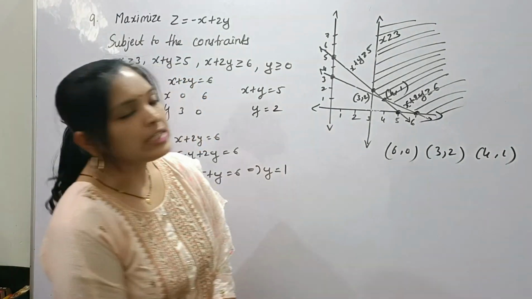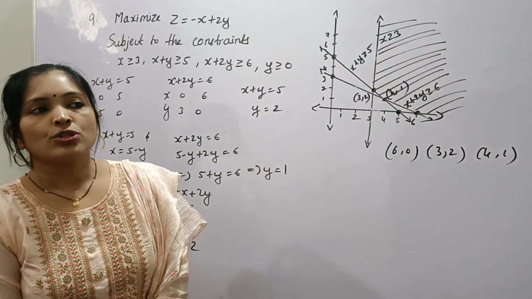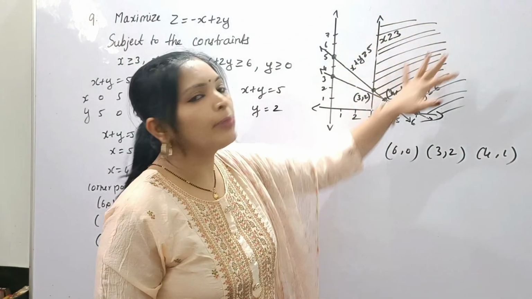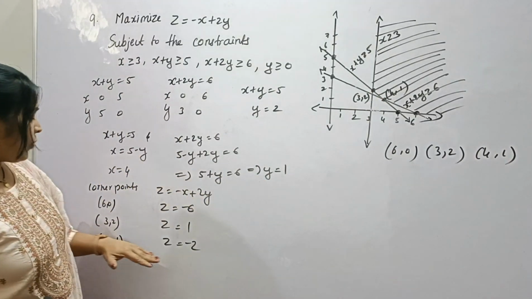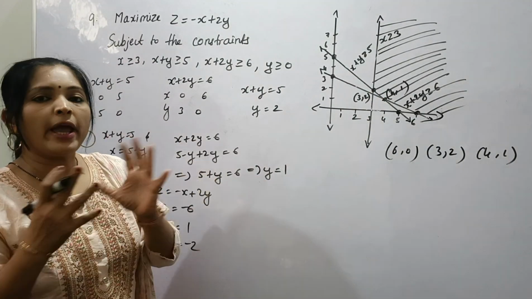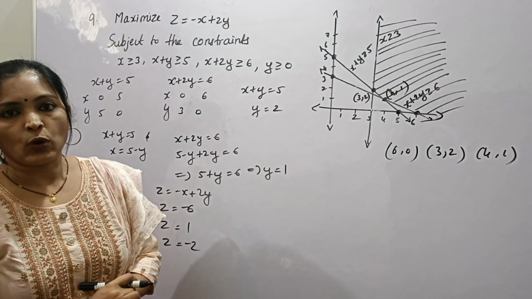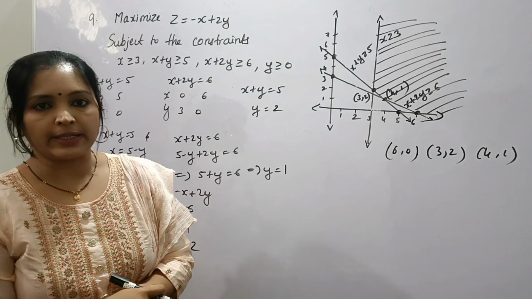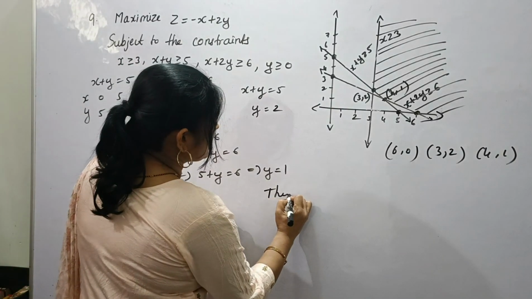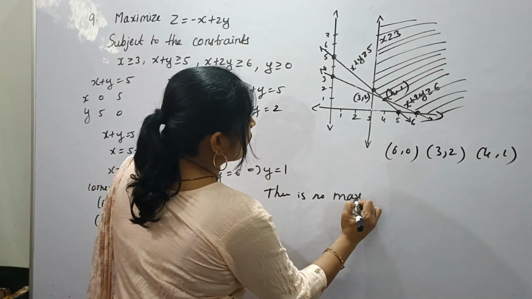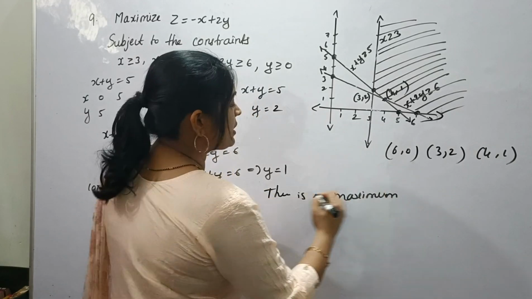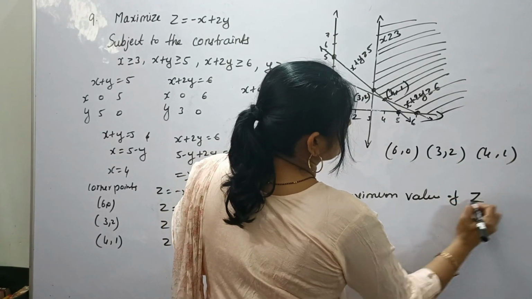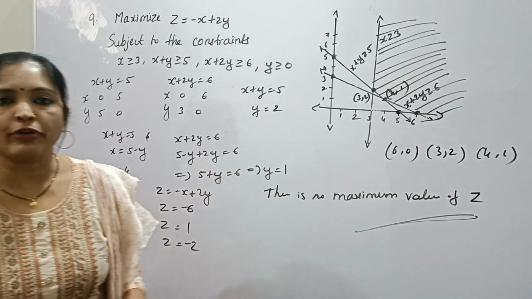But here we know that the feasible region is unbounded, right? So here we cannot say what is the maximum value of z, right? Because it is unbounded. The maximum value of z is equal to 1. This 1 may or may not be the maximum value of z, okay? Therefore, here we can say there is no maximum value of z, because our feasible region is unbounded. There is no maximum value of z.